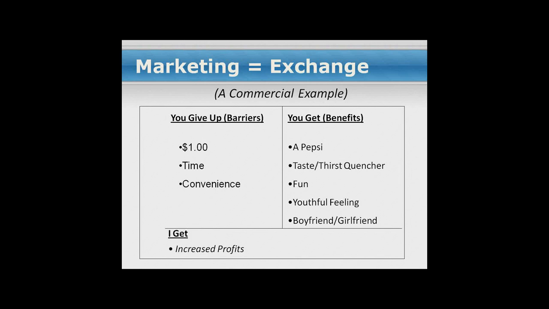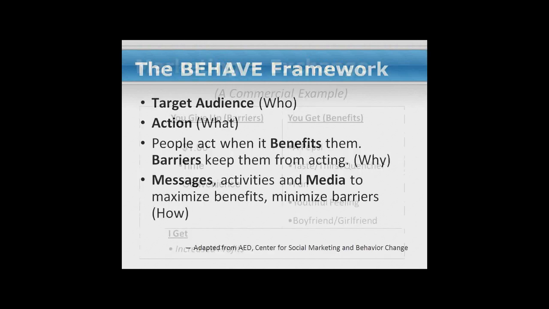I think that's an example of how we can be applying a framework with the marketing and exchange to what it is that we're doing with respite. And let me talk for a minute about the Behave framework.